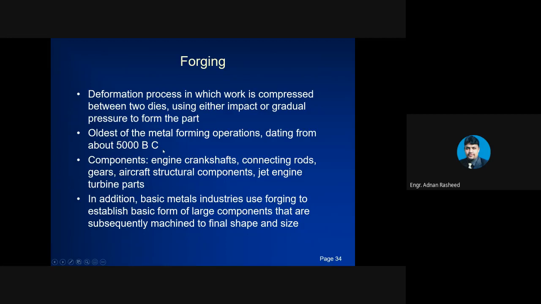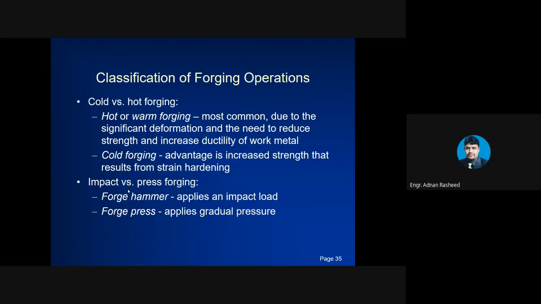That is the oldest of the metal forming operations, about 5000 BC. Components we get from forgings are engine crankshafts, connecting rods, gears, aircraft structural components, jet engines, and turbine parts. In addition to basic metal, industries use forging to establish the basic form of large components that are subsequently machined to final shape and sizes. So forgings are also classified on the basis of temperature or on the basis of the forces.